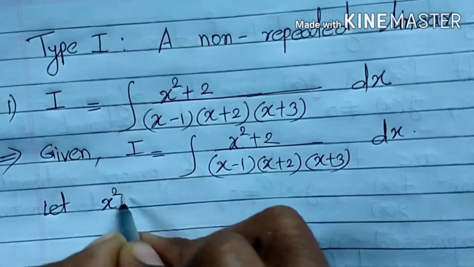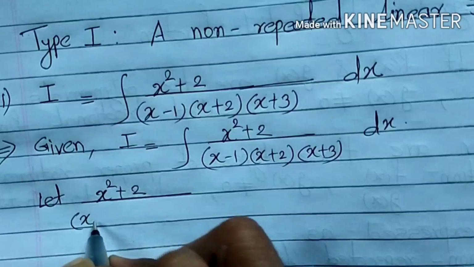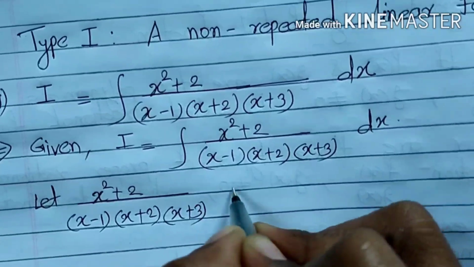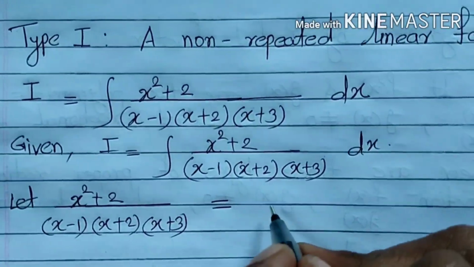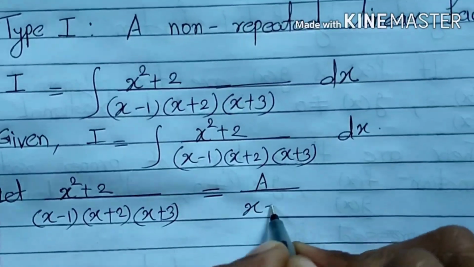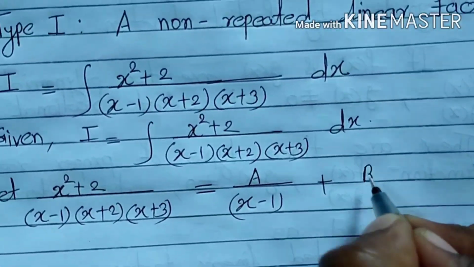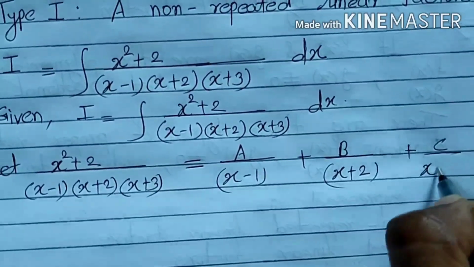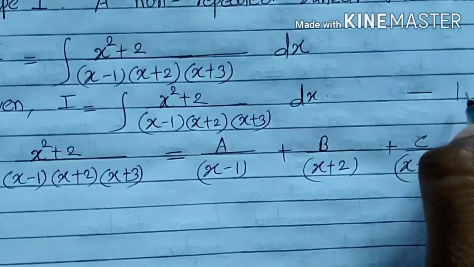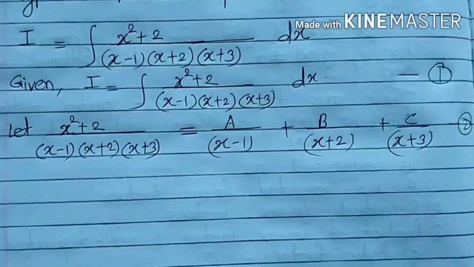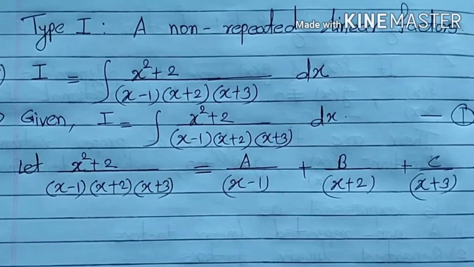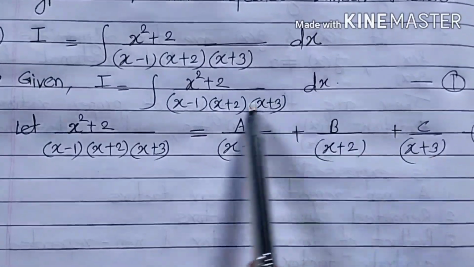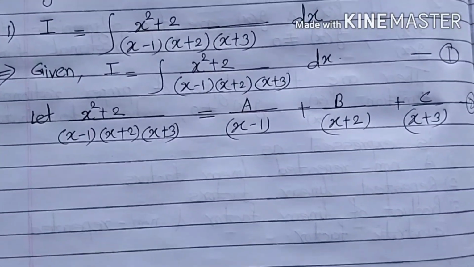Let (x squared plus 2) upon (x minus 1)(x plus 2)(x plus 3) be expressed in partial form like that: A upon (x minus 1) plus B upon (x plus 2) plus C upon (x plus 3). Call it equation 1. This is equation 2. So here it is the rational form and this is the partial form. Now let us start to solve it.